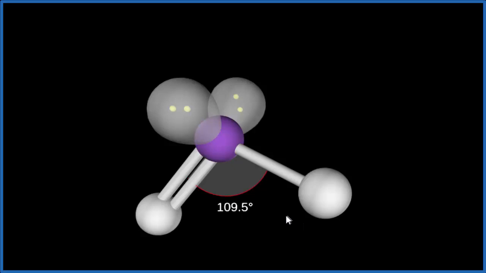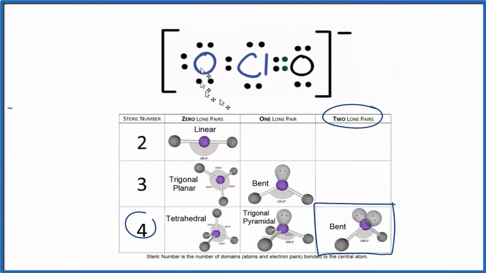Let's go back to the Lewis structure in the table. So for the ClO2- Lewis structure, we have a molecular geometry called bent, and we have bond angles of about 109.5, actually probably a little bit less than that.